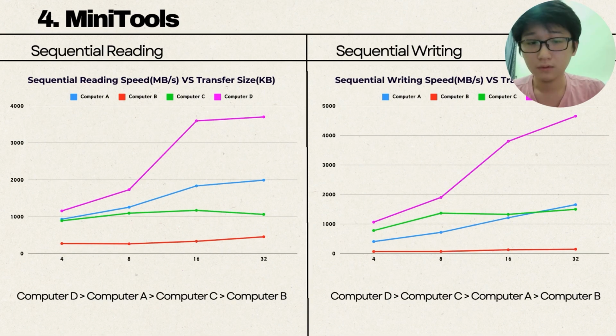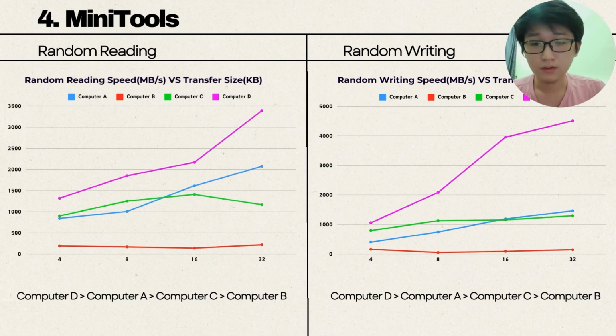And the result for MiniTool, we plot it in a line graph, and show it here. For sequential reading, Computer D has the best performance, followed by A, C, and B. For sequential writing, Computer D also has the best performance, followed by C, A, and B. For random reading, also Computer D has the best performance, followed by A, C, B. And for random writing, Computer D has the best performance, followed by A, C, B.